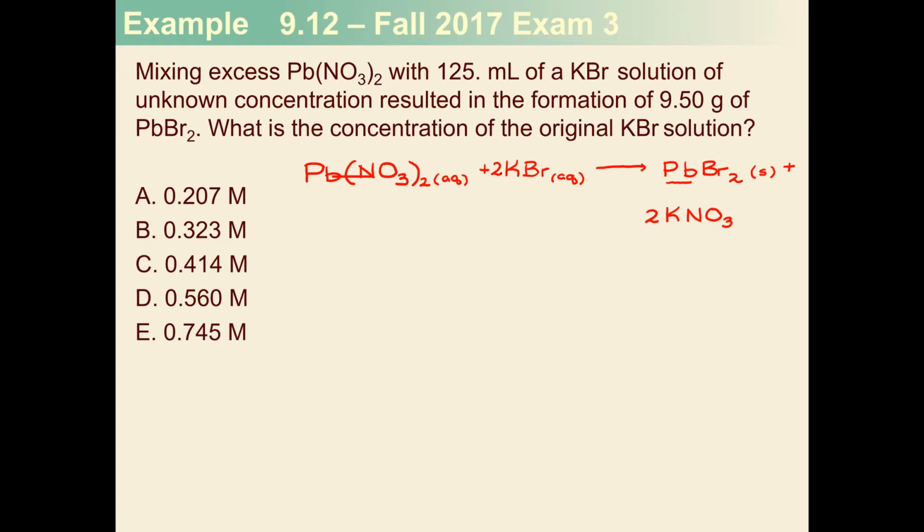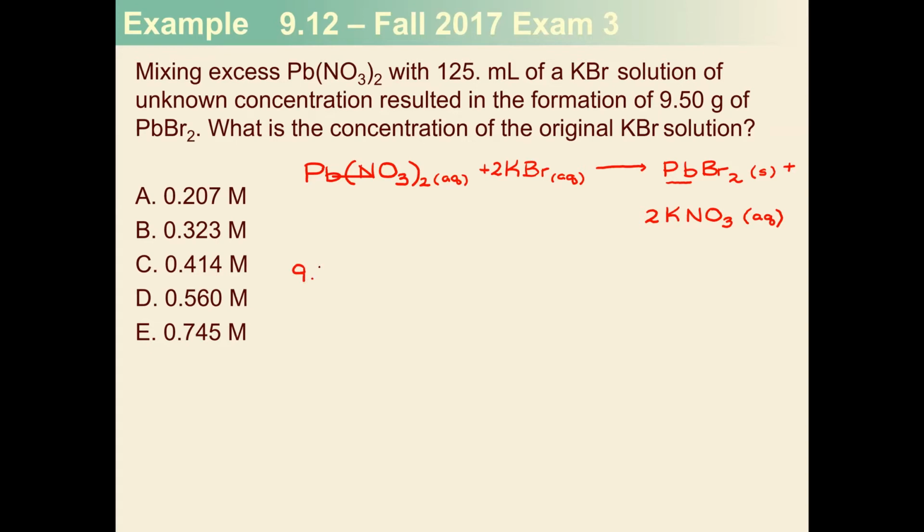The last thing that I need to look at is to see if my potassium nitrate is soluble. Well, this is very soluble. So remember, because of potassium and nitrate, this is also going to be aqueous. So now that we have a balanced chemical equation, we will see that the only solid that forms is going to be our lead bromide. So let us go ahead and start with that mass and work backwards.